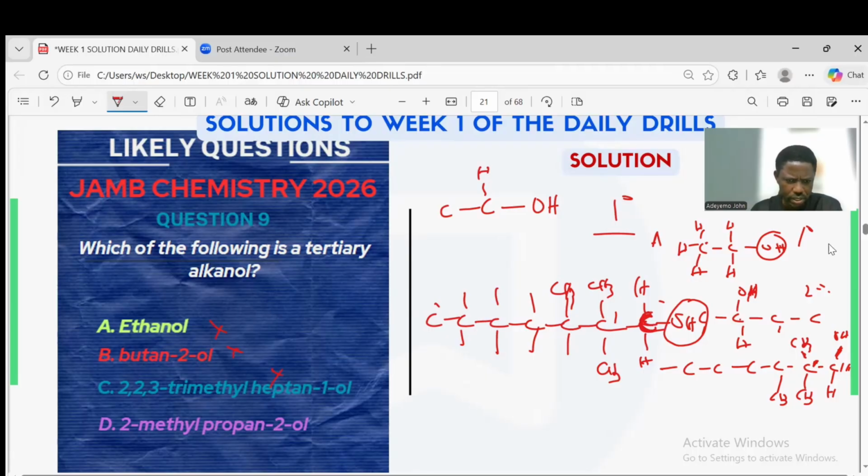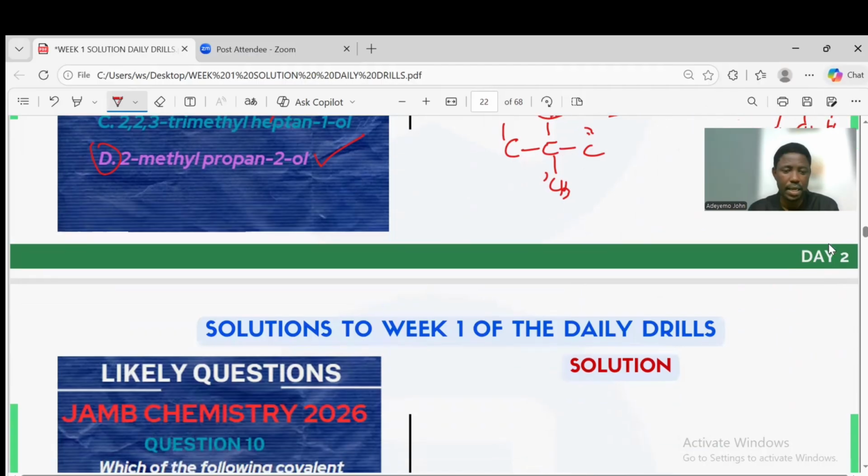So let's see, 2-methylpropan-2-ol. Of course, that will be the answer, but let's see whether that is true. Propan has 1, 2, 3. 2-methyl, OH is there at the propan-2, then CH3. You can see that 1, 2, 3 carbons are attached to the carbon that is carrying the OH, and that's what makes it a tertiary alkanol.